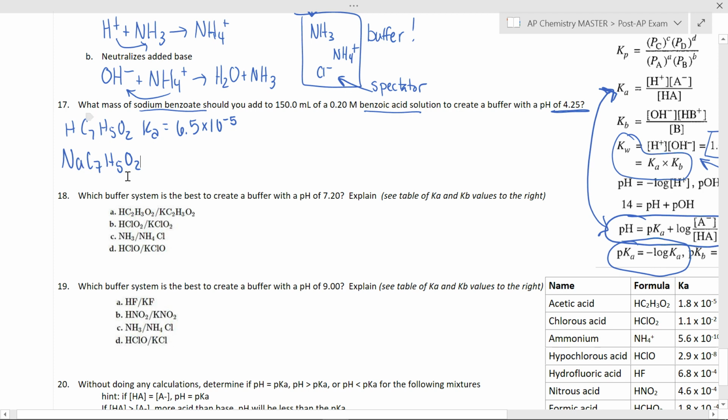So it's an ionic compound that's soluble in water because it contains sodium ions, and they're always soluble. And it also contains the benzoate ion. So when this dissolves into water, you're going to make sodium ions, and you're going to make these ions right here, C6H5CO2 minus. So now you're going to have a buffer because you're going to have a weak acid and its conjugate base.